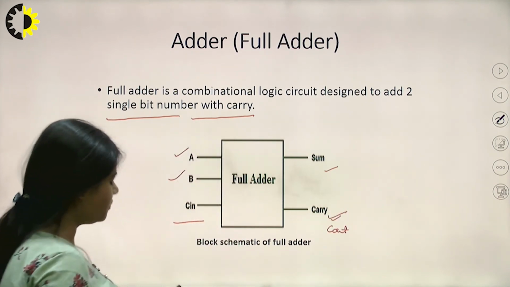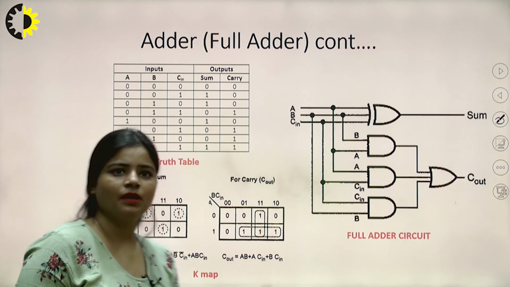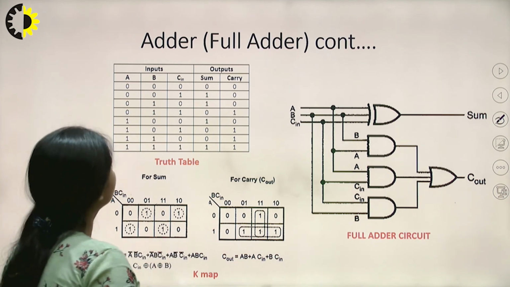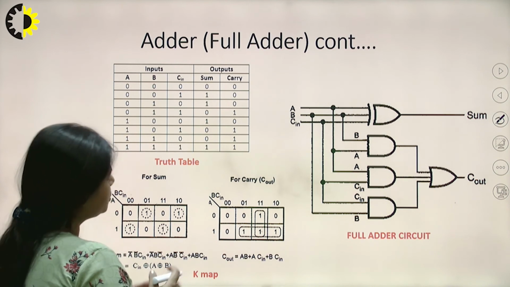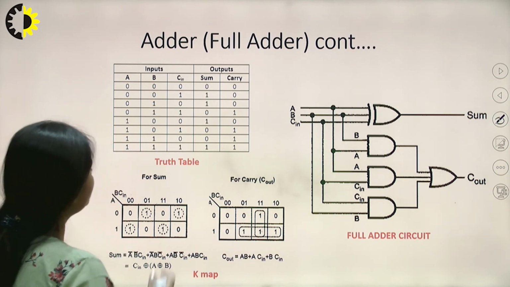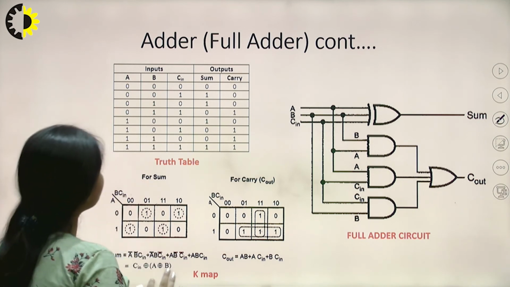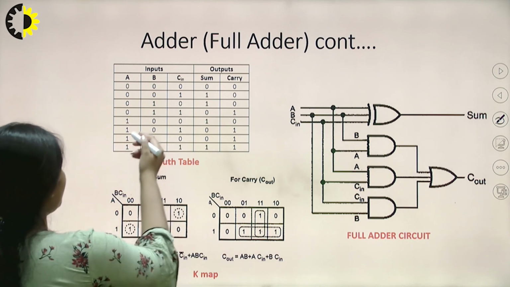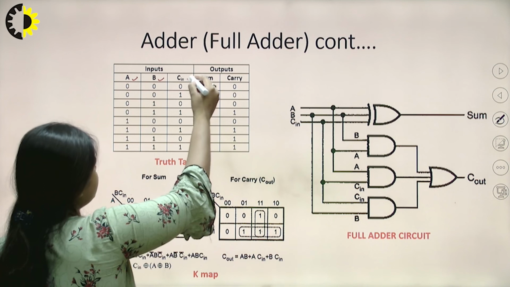Okay, so we will see how this full adder will work in the next slide. In this circuit, first we will see the truth table. We have two inputs, A and B, and one carry input, C in.